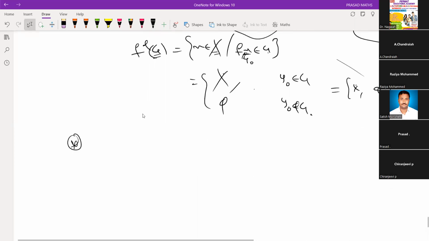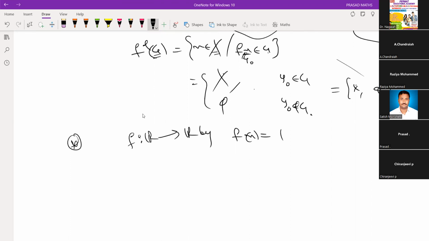Suppose you take f as a function from R to R. We have seen this idea already. Suppose you take mod x. Is it continuous? Yes, it is continuous. You know, it is a metric space. It's a modulus. The modulus graph is always a continuous function, right?